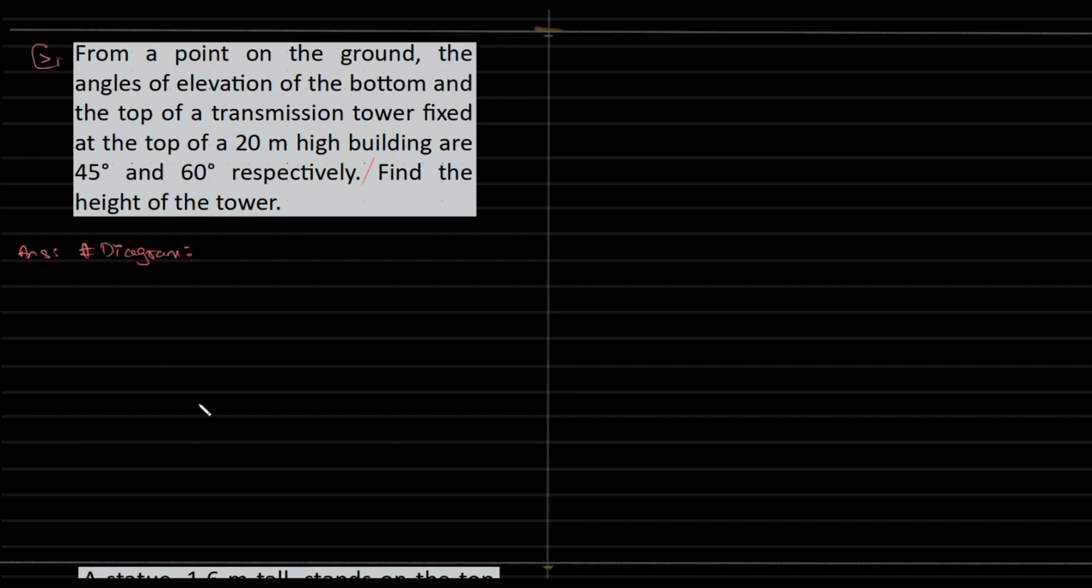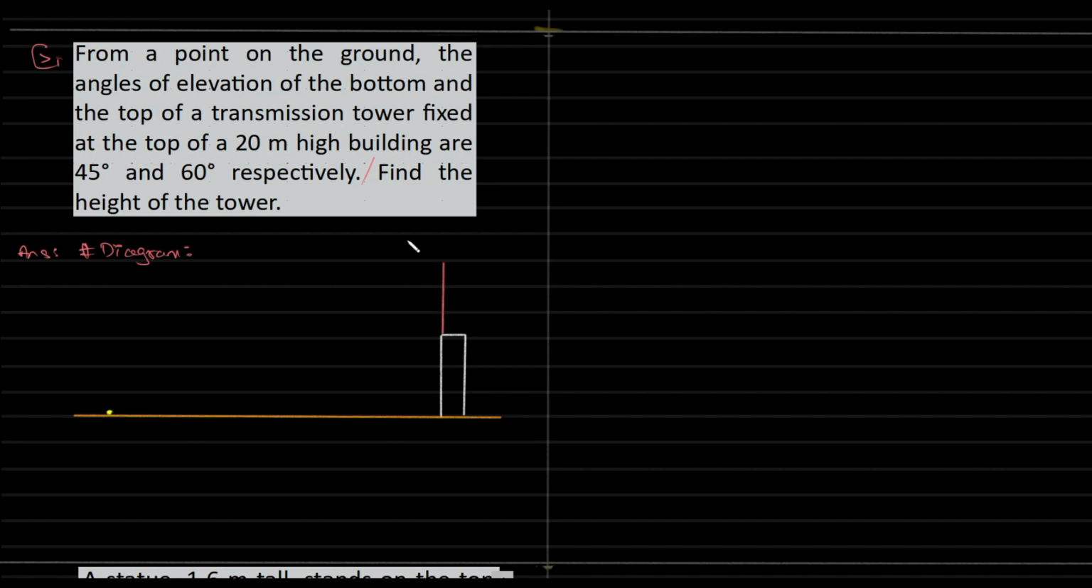Okay, so we begin with the ground, because it's from a point on the ground. The angle of elevation of the bottom and top of our transmission tower fixed at the top of a 20-meter high building. So first we need a building, and on that there is a transmission tower. So let us draw a small building, and on that a transmission tower. So we are seeing from a point on the ground.